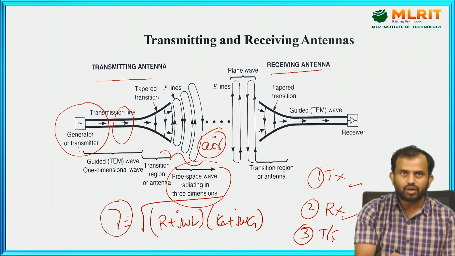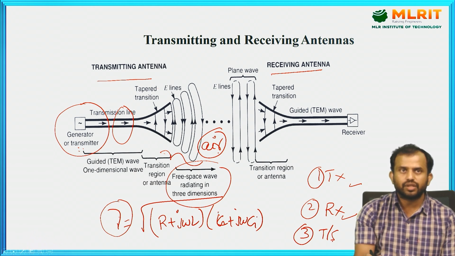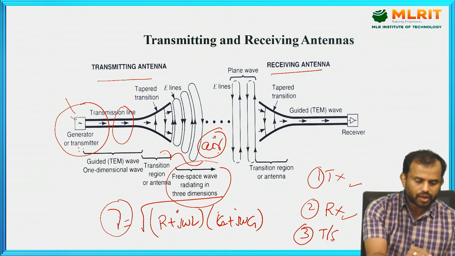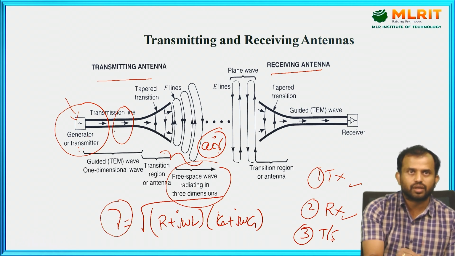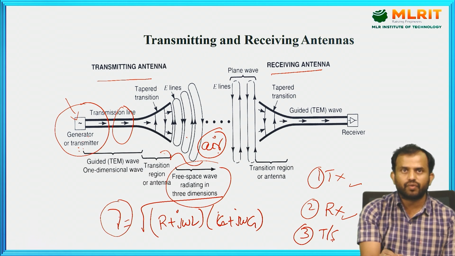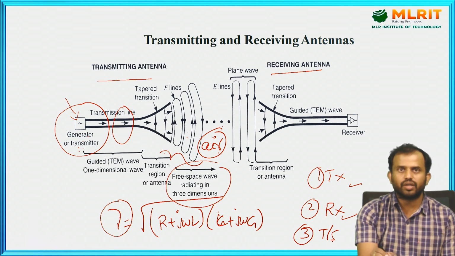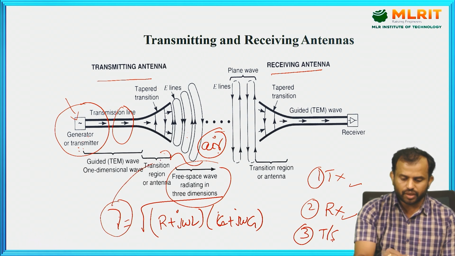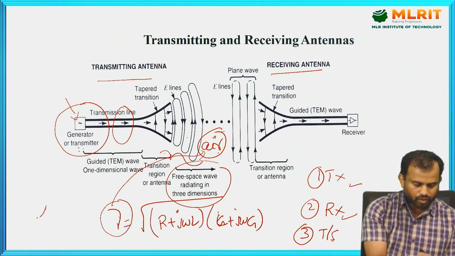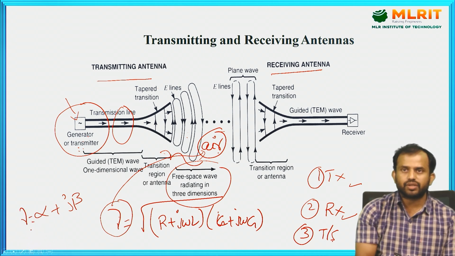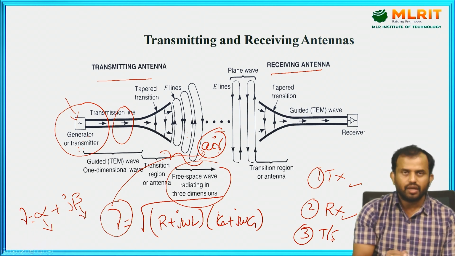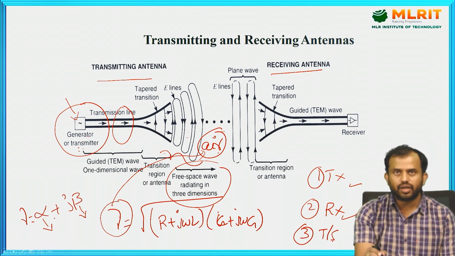This propagation constant depends on the primary constants, which are R, L, C and G. Whatever source supply is produced, the transmission line converts the electrical current signals into the respective electromagnetic waves, and these waves enter the air medium. Here we use the gamma value. Gamma is alpha plus j beta, where gamma is the propagation constant, alpha is called the attenuation constant and beta is called the phase constant. So the signal enters the air medium.